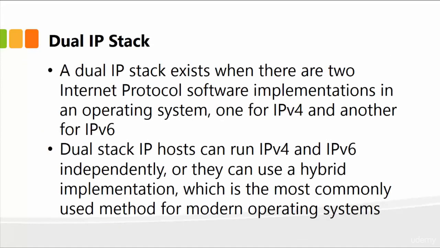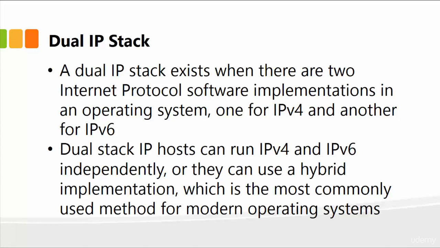You can also have a dual IP stack, for instance. A dual IP stack exists when there are 2 Internet Protocol software implementations within an operating system or on your network, one for IPv4 and the other for IPv6. Dual stack IP hosts can run both versions independently, or they can be implemented in a hybrid situation, which is the most commonly used method for modern operating systems. So either you can use version 4 or 6, or you can use them together and slowly and gradually grow into the IP version 6 environment.